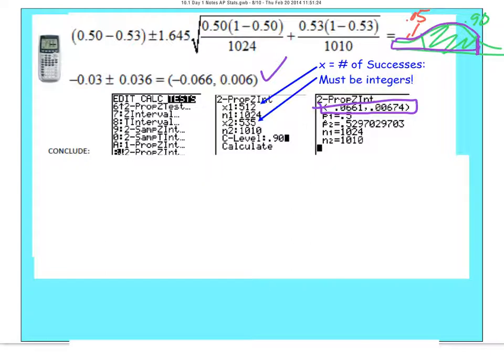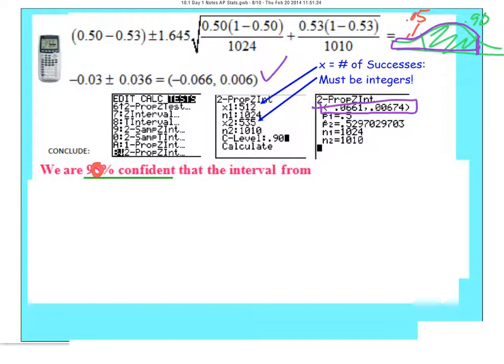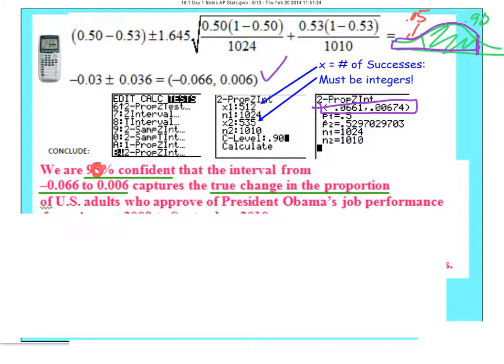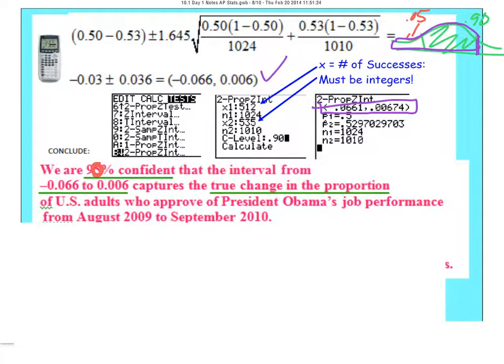Now, I do recommend that you jot down this key information and just put that on your page. Because we probably already have it there, but it's always good to have it backed up. So we have the p-hat1 and the p-hat2 along with their corresponding sample sizes. Now, based on that, let's make a conclusion for our confidence interval. What we're going to say is we are 90% confident that the interval from negative 0.066 to positive 0.006 captures the true change in the proportion of U.S. adults who approve of President Obama's job performance from August 2009 to September of 2010.